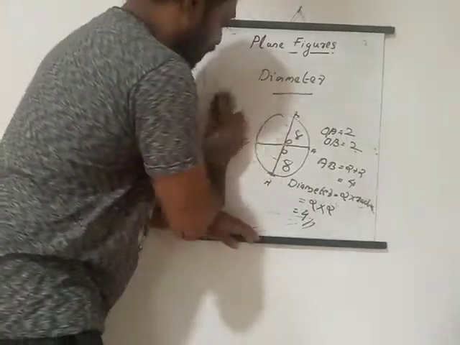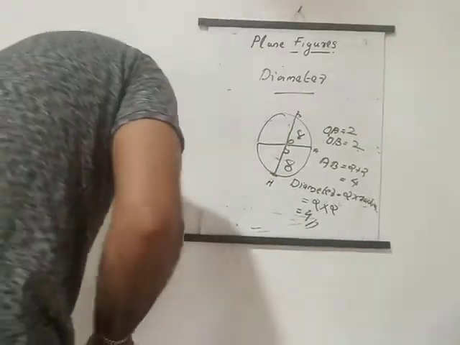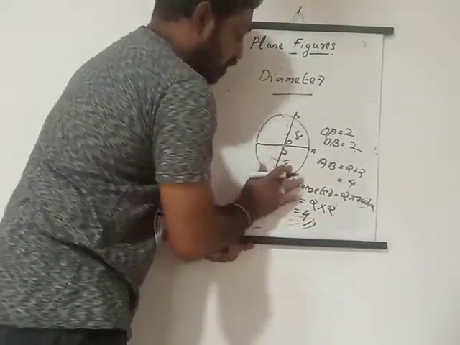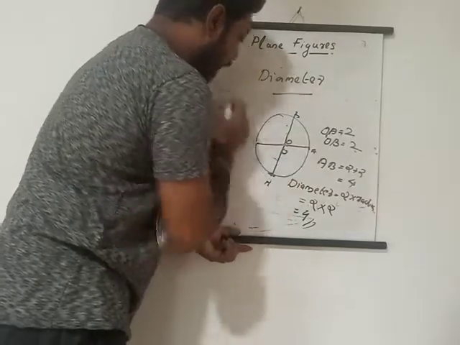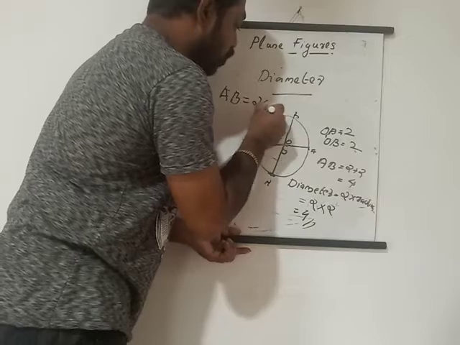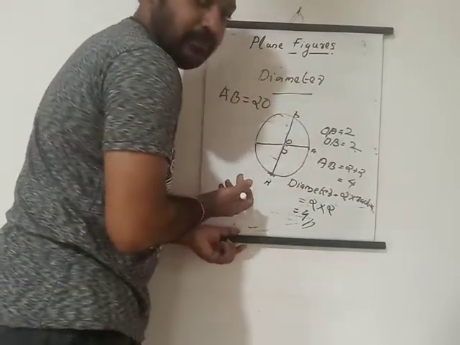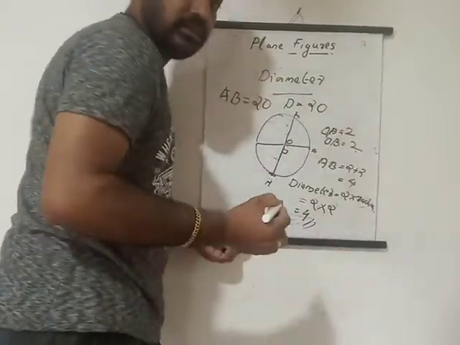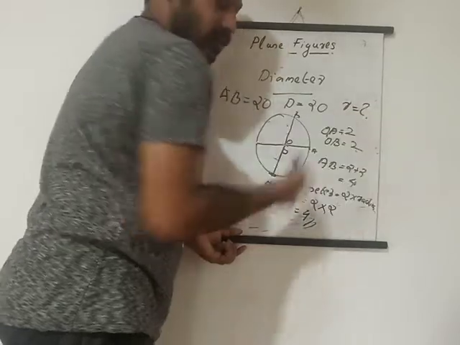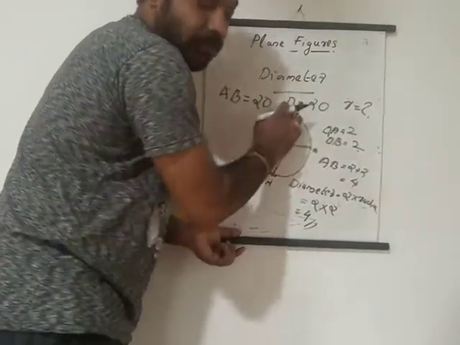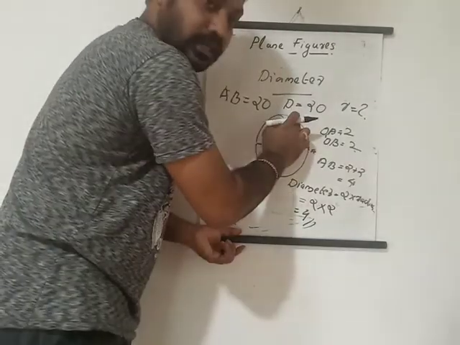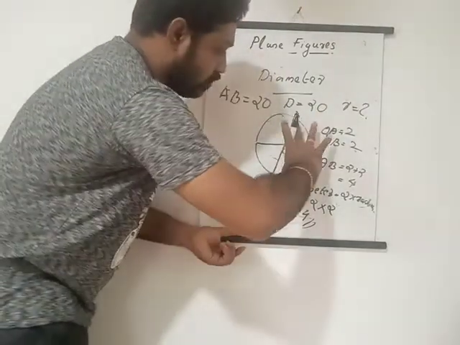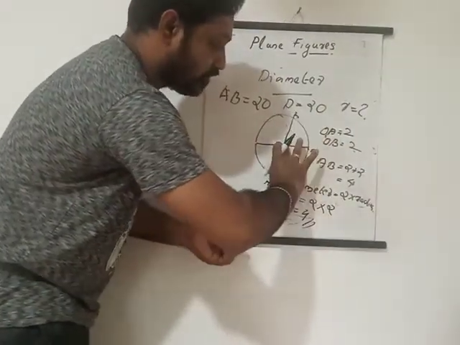So one more thing, the same thing. For example, this AB is equal to 20 centimeters. A to B is 20 centimeters. That means the diameter is equal to how many centimeters? D representing diameter, 20 centimeters. Then what will be the radius? Now we have the diameter. That means from here to here is, we know, 20 centimeters. Then what will be the radius? The radius will be half of this, isn't it? If this much is 20, then half of this is the radius.